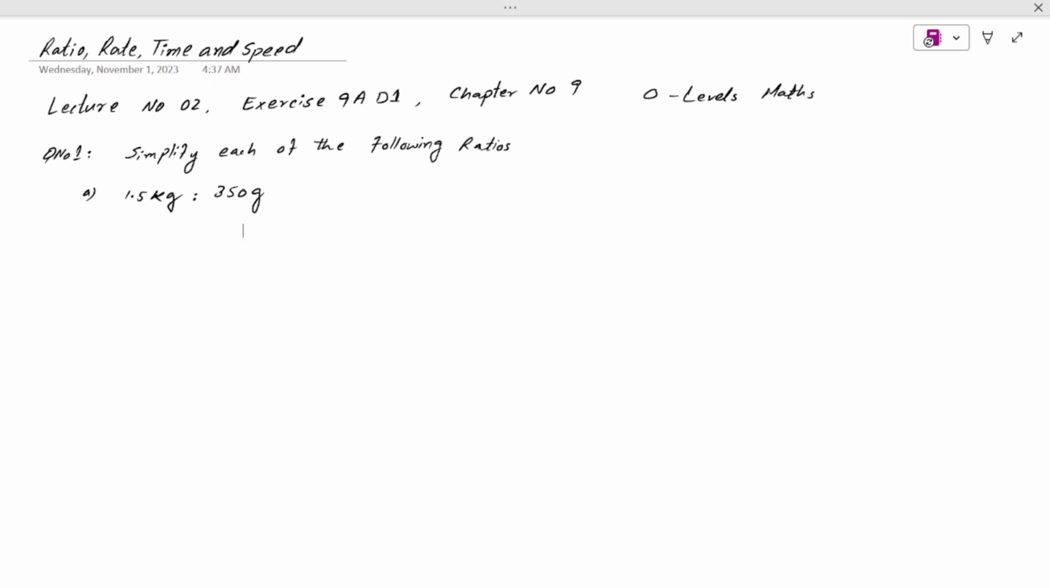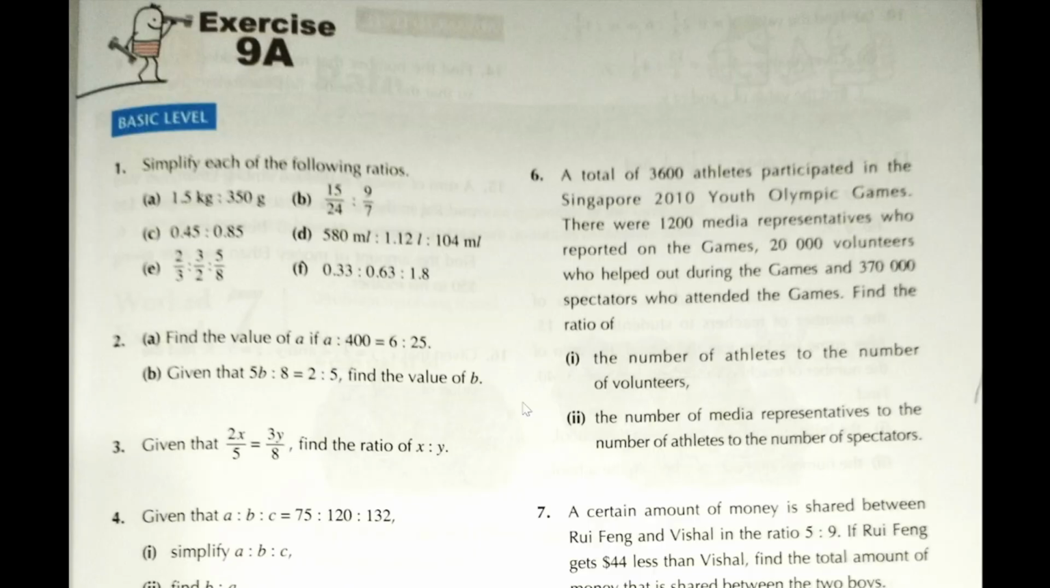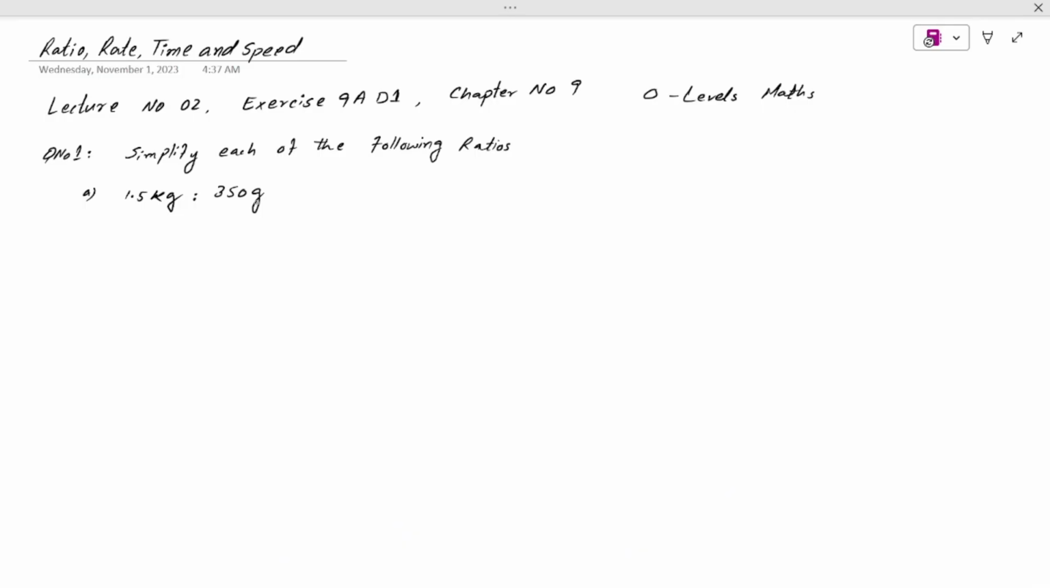This is exercise 9A, D1 mathematics, chapter number 9, O levels. And question number 1 is this: simplify each of the following ratios. Part 1 is 1.5 kilograms ratio 350 grams. We have to simplify this ratio. As we have told in my previous lecture, both the quantities should be in the same units. So let us convert the kilogram into grams.